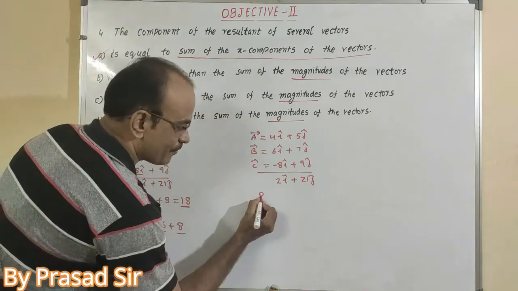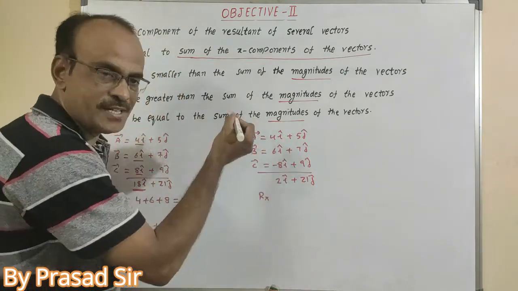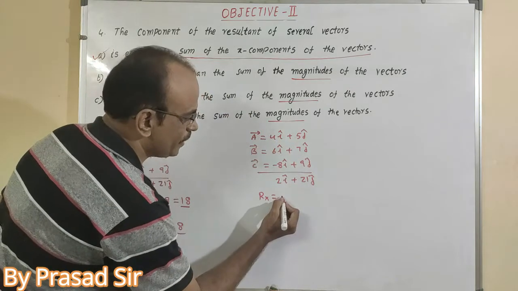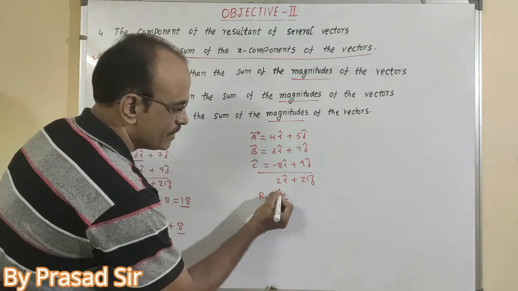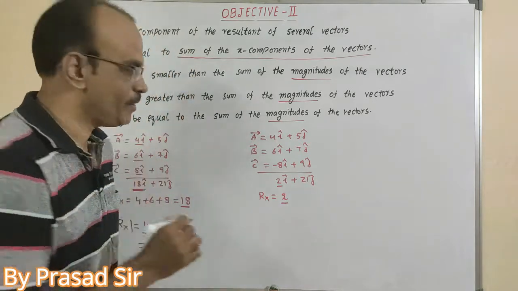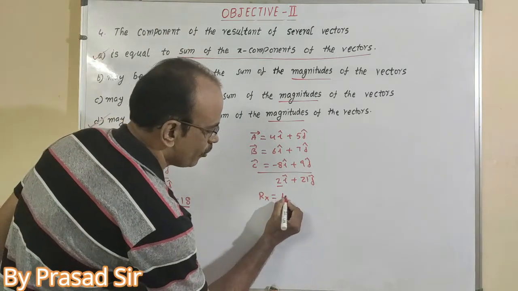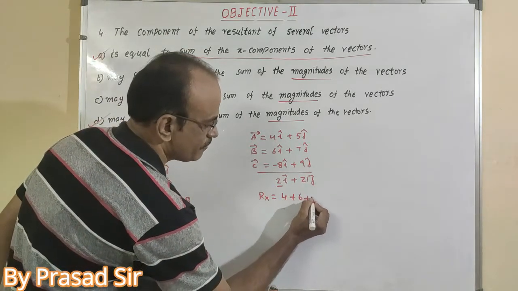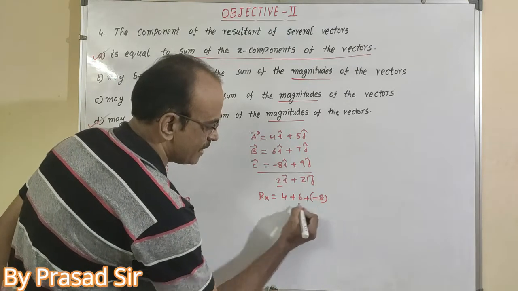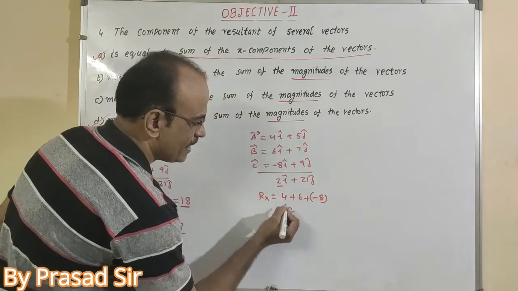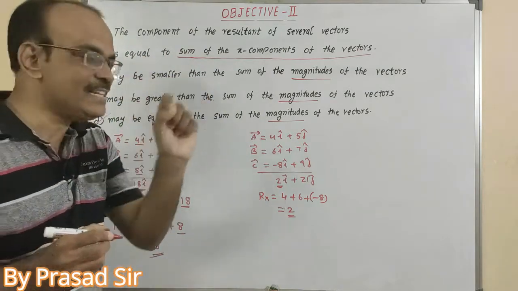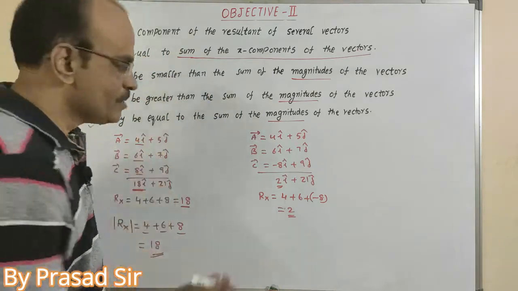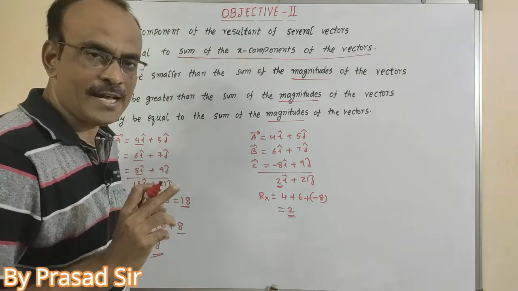Now add the Rx, the x components here. If you are adding the x components, how much are we getting? 2 is equal to 2. That's no problem. Why? Because 4 plus 6 plus minus 8 is equal to 2. Here also the first one is satisfied, but another one remains. So 2, that is the Rx component.